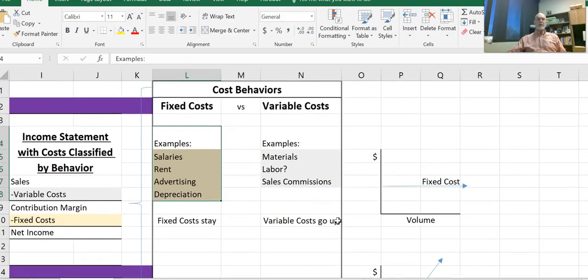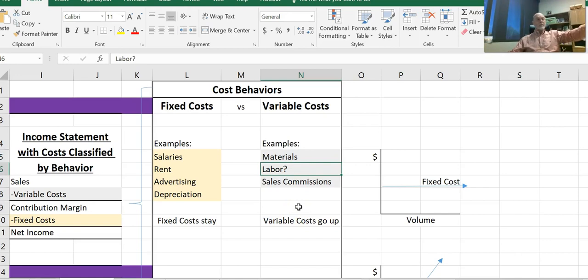So that'd be things like, the more you produce, the more materials you incur. The more you produce, the more labor you have to incur, unless you're just keeping your workforce consistent regardless of how much you are producing, then that would be a fixed cost. Sales commissions would typically be a variable expense. Variable expenses go up and down with the cost of production.